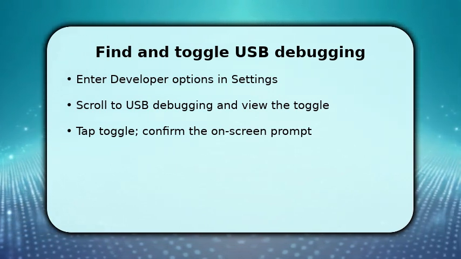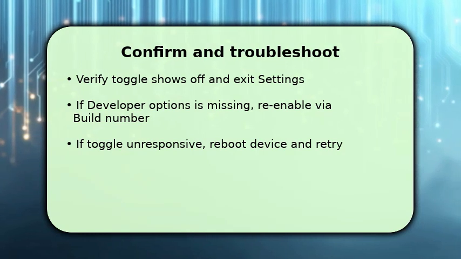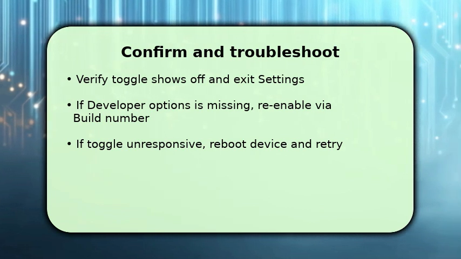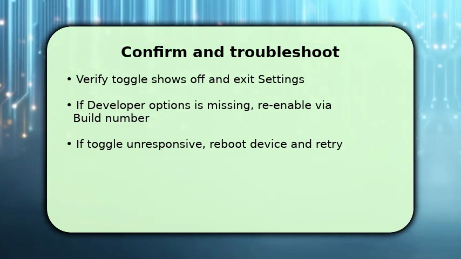You finish by verifying the USB debugging toggle is set to off and then exit settings. This completes the disable process and returns the phone to normal security posture.